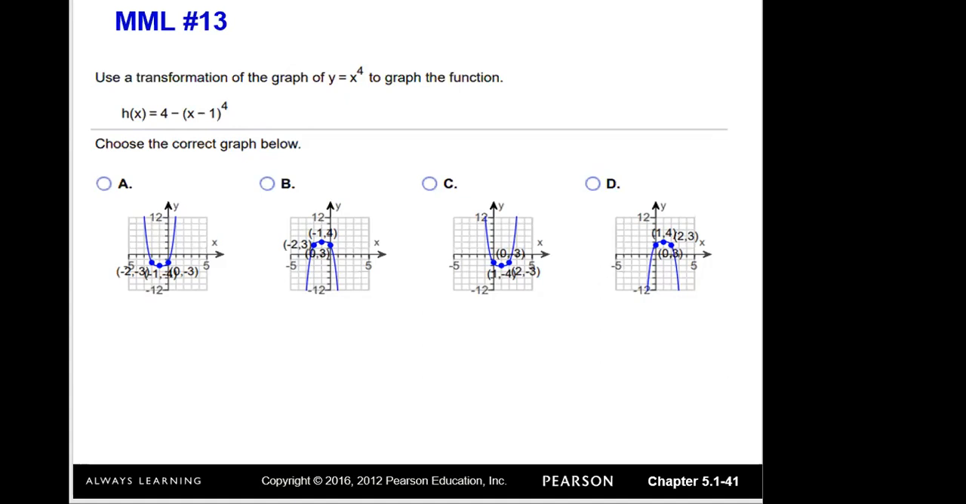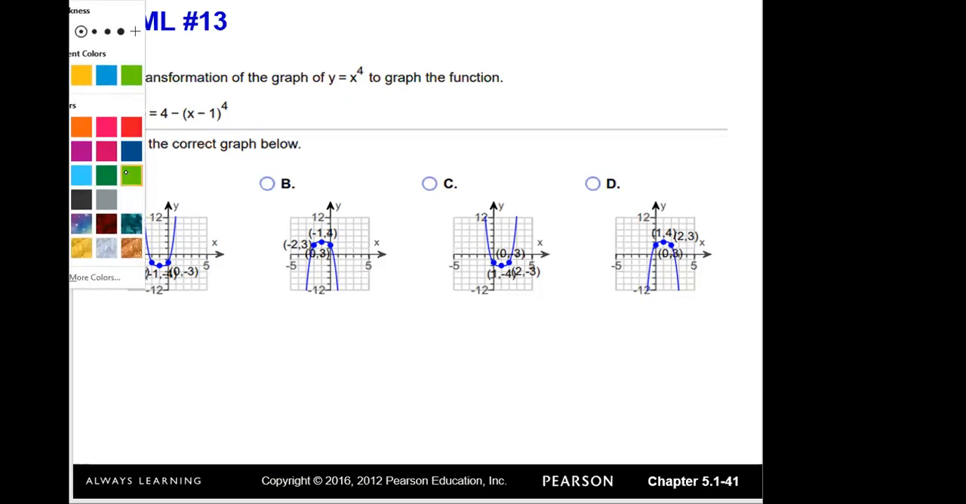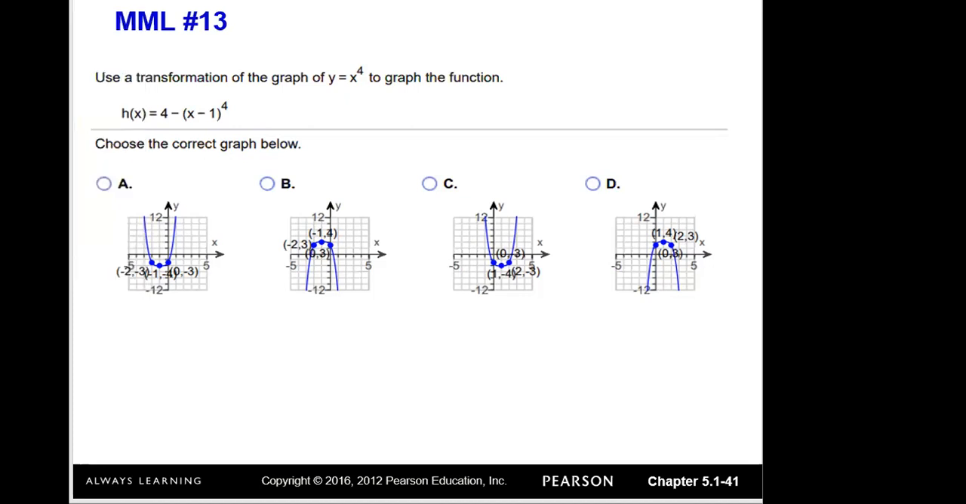Well, it's 4:01. I'm going to go ahead and start. We were working on 5.1, and I had gotten as far as this slide. So this is my math lab number 13, and it says use a transformation of the graph y equals x to the fourth to graph the function.